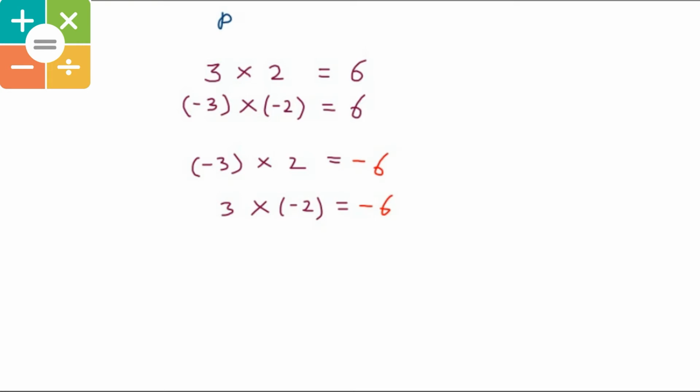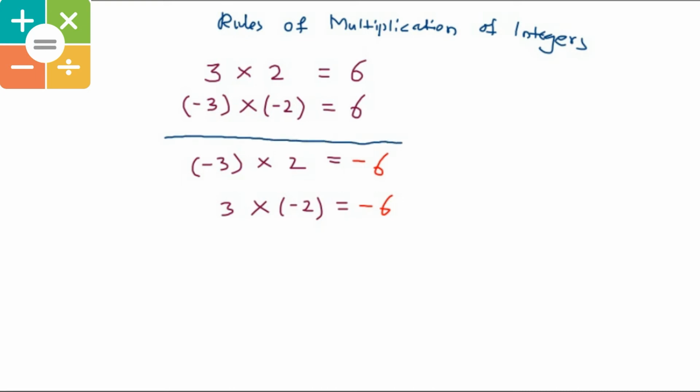So, you have to remember here the rules of multiplication of integers. What are the rules of multiplication of integers? Let us see. Very simple. When both the numbers which you are multiplying are of same sign, then answer is always positive. And if the two numbers that you are multiplying are of different sign, then answer is negative.